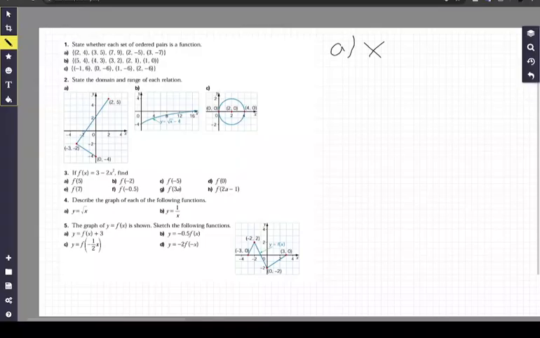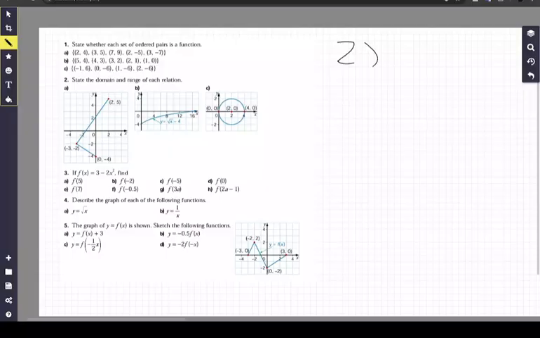I'm going to draw an x, and let's do b, c. Okay, so b: 5, 4, 3, 2, 1. It looks clean, so right there we can directly confirm, sure, this is a function. Negative 1, 0, 1, 2. So it is okay for two different x values to have the same y value, but it's not okay for one x value to have two different y values. So of course, this is also a function. That works. So now let's state the domain and range for question number 2.